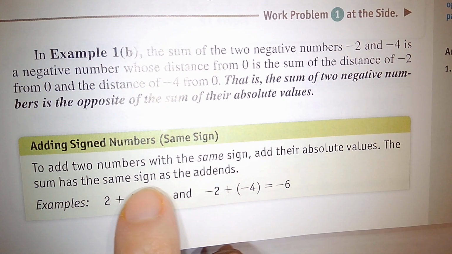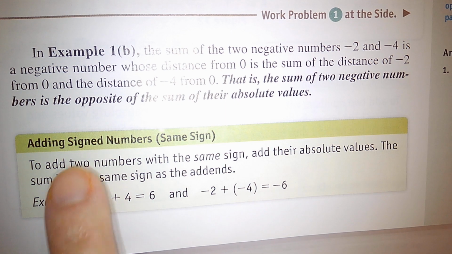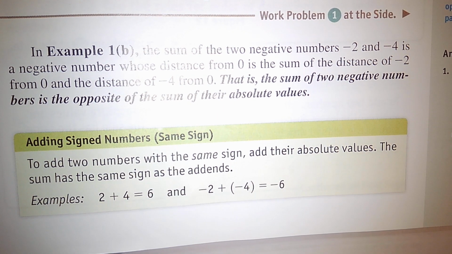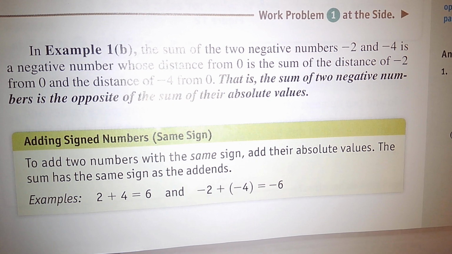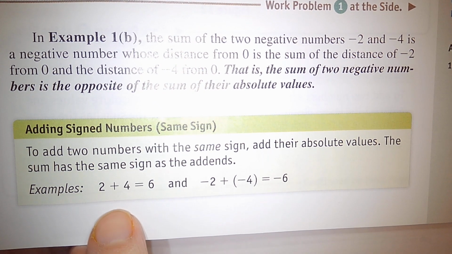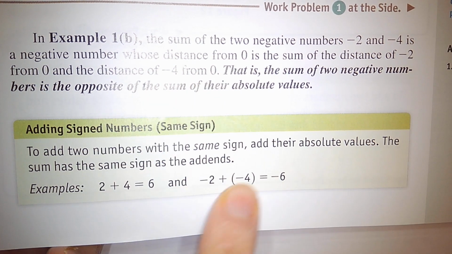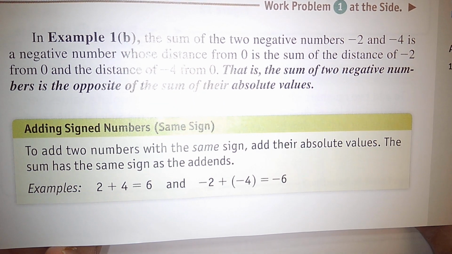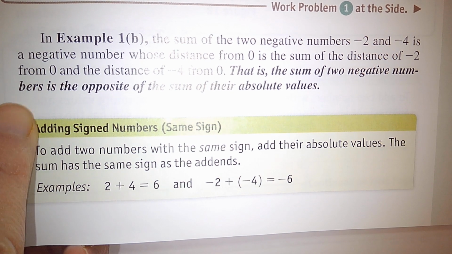So I will either ask you or read these rules myself. We have a review about them, then we pick up questions to do. I would like to ask some of you to read this rule for us, adding signed numbers, same sign. Who wants to read? How about you start? Can you read for us this entire green box?